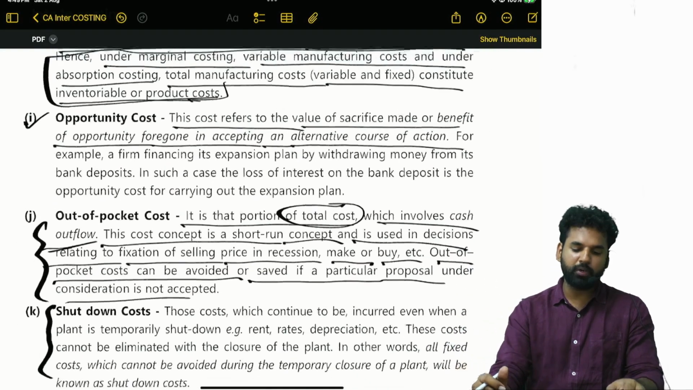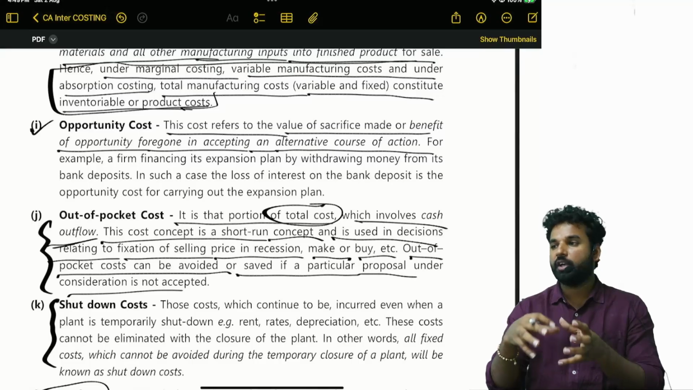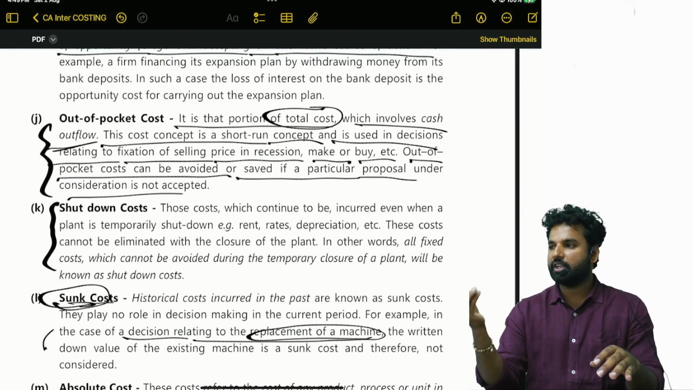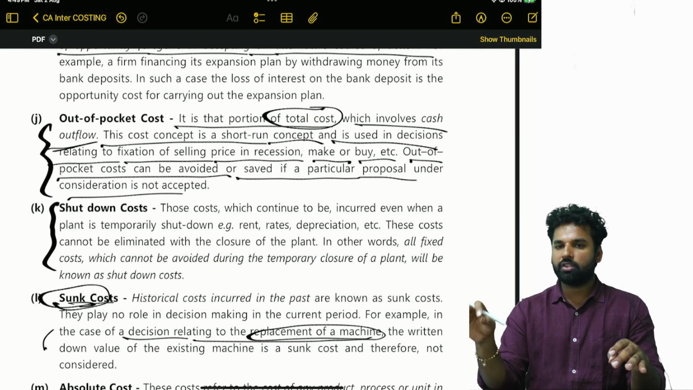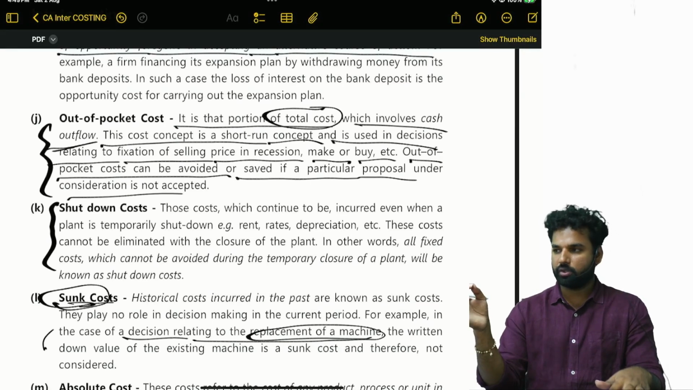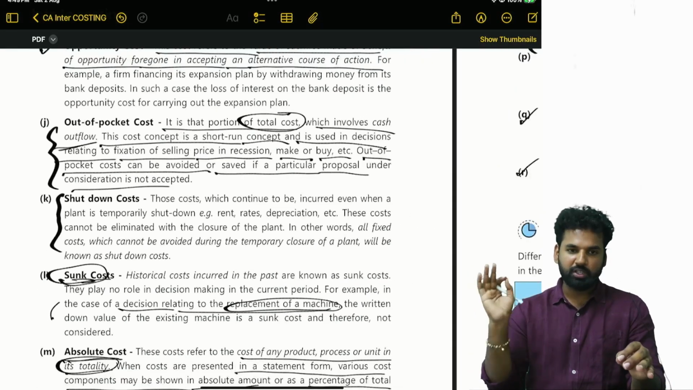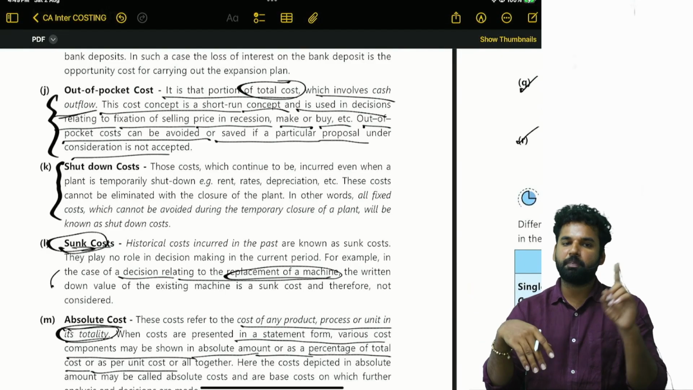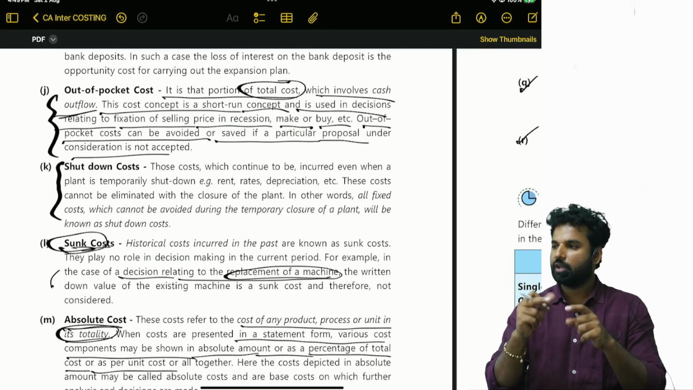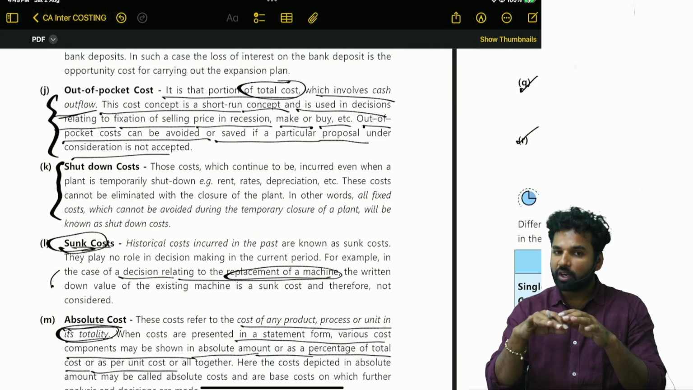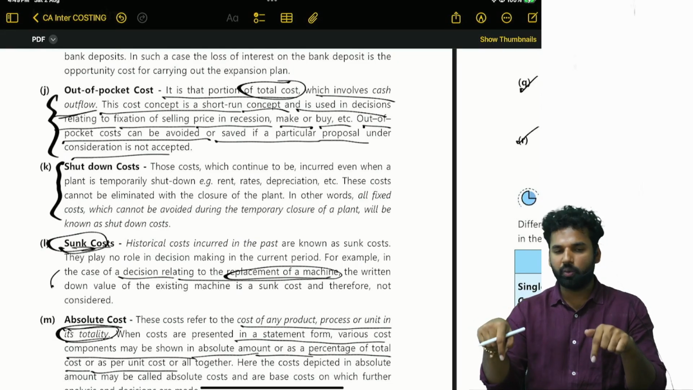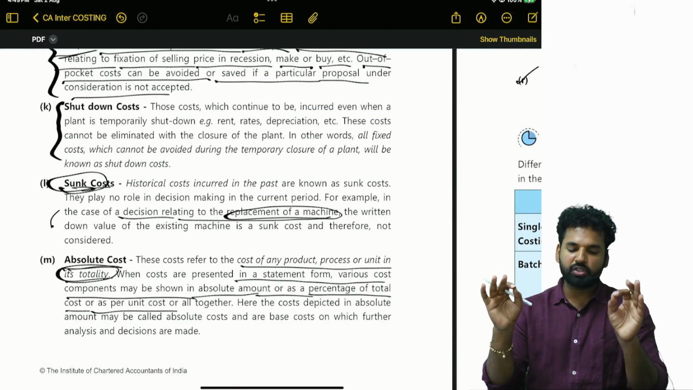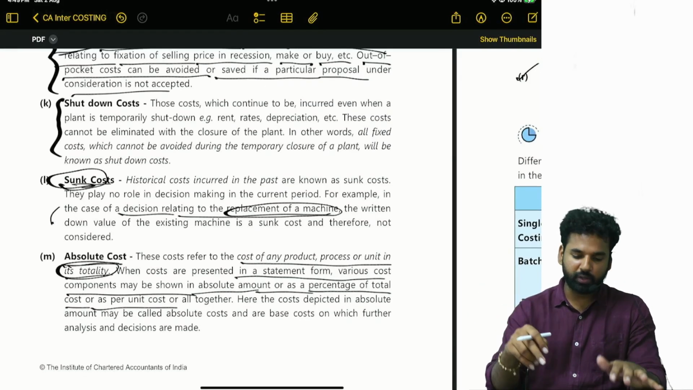Out-of-pocket cost means which is happening with immediate cash. Shutdown cost means even though you are temporarily shutting down the operations, the cost you are still incurring. Sunk cost means which is historically incurred. That means in the past you have incurred the cost, but it is still not relevant in decision making. Now it is not relevant in decision making. Absolute cost means the cost in totality, after allocation.